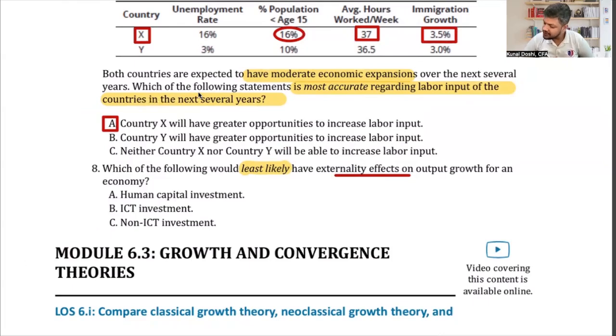ABC, human capital investments, ICT or non-ICT? Yes, let me see the answers. Everyone would try. Only one answer I've got. Very good. What about the others?